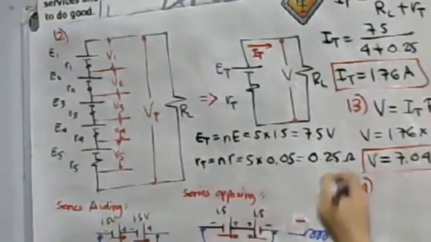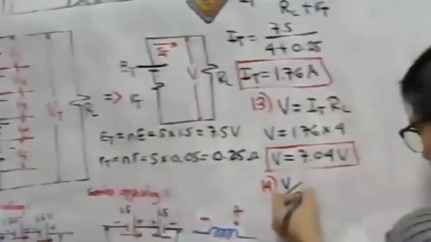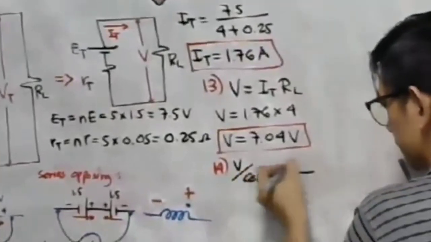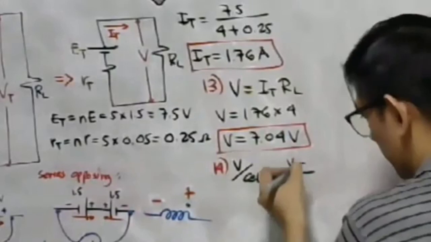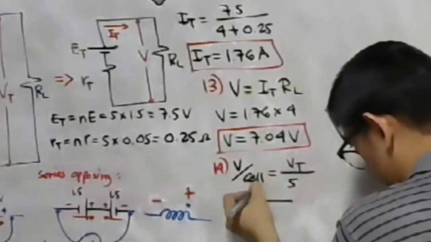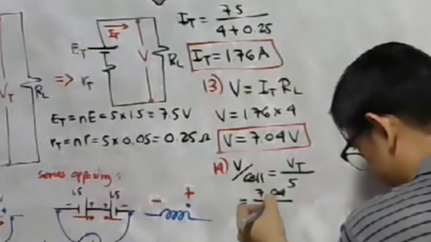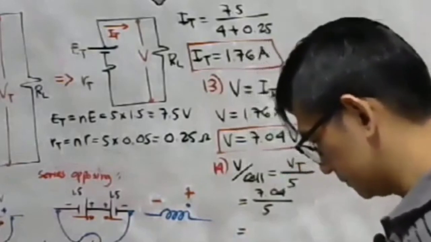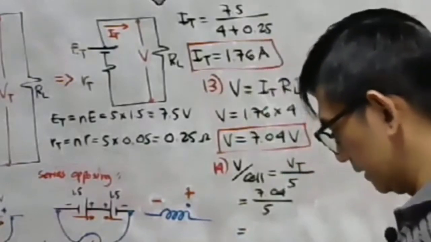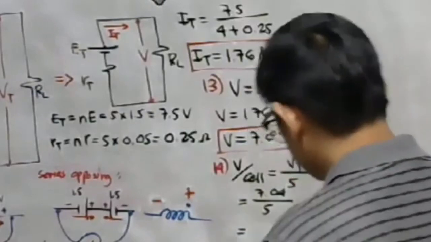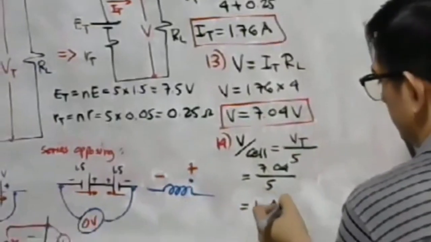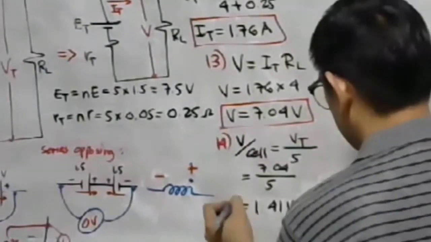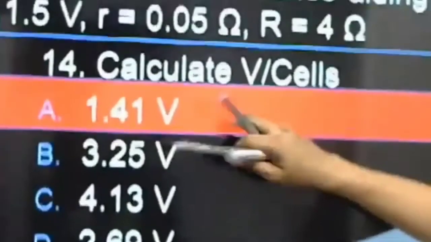It's simply the volts per cell, equal to the total voltage divided by 5. So we have 7.04 divided by 5. That is just the simple answer, 1.41. So we have 7.04 volts divided by 5. The answer would be letter A. Okay? Letter A.